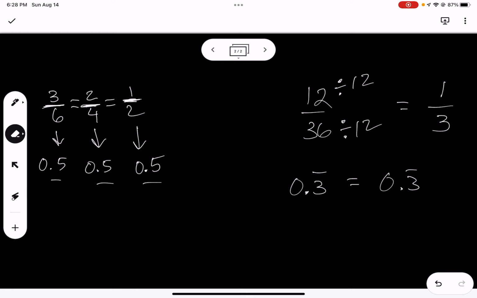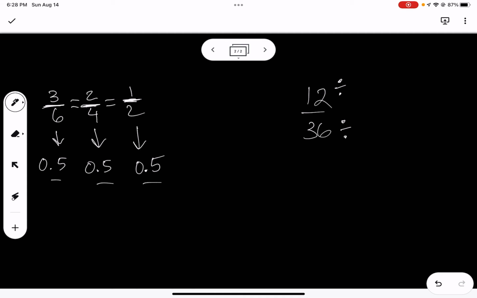Now, let's pretend I wasn't looking at my multiplication chart. Let's pretend it's a quiz and I'm not allowed that material. I don't know. What if I tried dividing by 6 instead? Or maybe even 3? What would happen? Okay, well, 12 divided by 6 is 2, and 36 divided by 6 is 6.